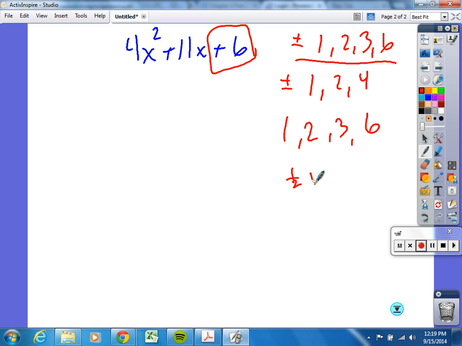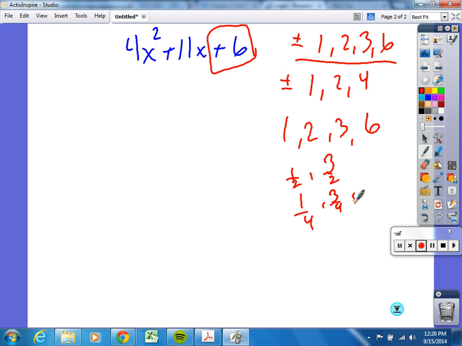Give me a second. 3 divided by 2. And 6 divided by 2 is 3, so it's already currently there, correct? Is everybody there with me? Okay. What is 1 divided by 4? 1/4. 2 divided by 4 is already there, it's a half. 3 divided by 4 is 3/4. And 6 divided by 4 is 3/2.